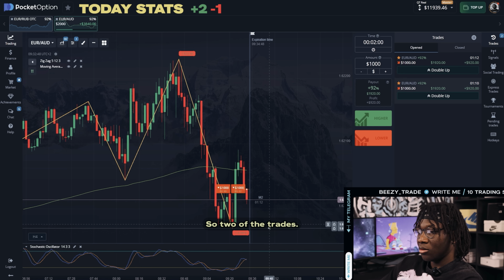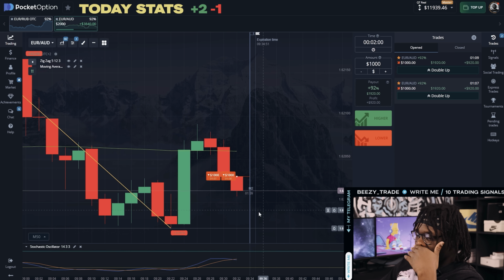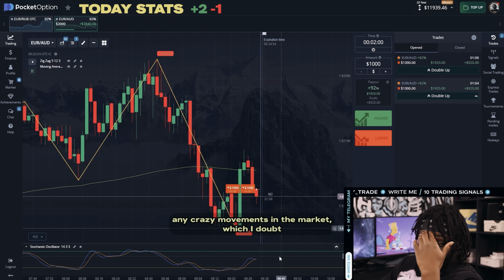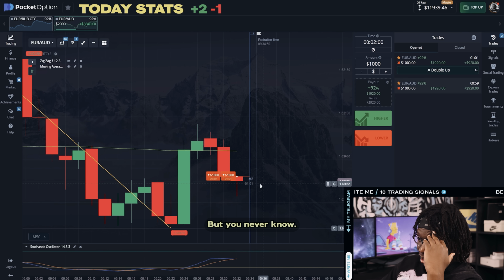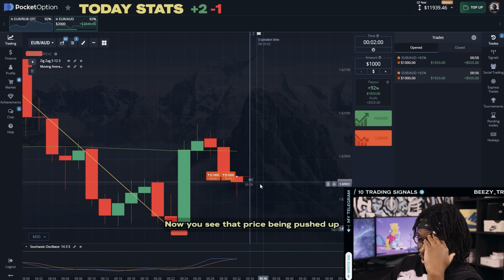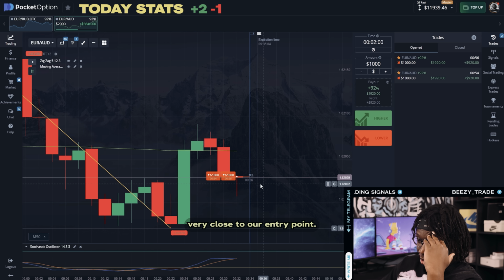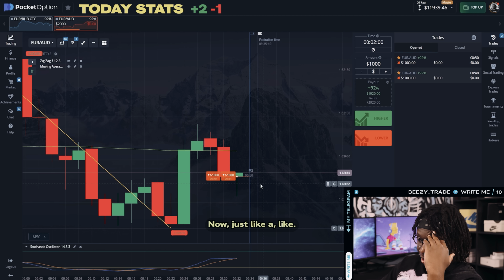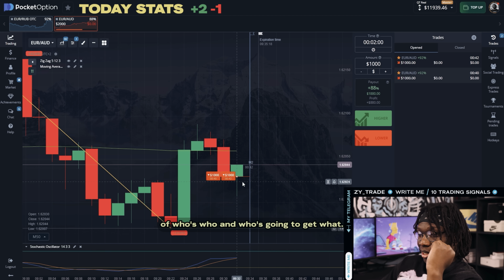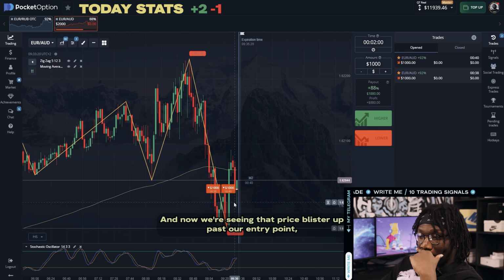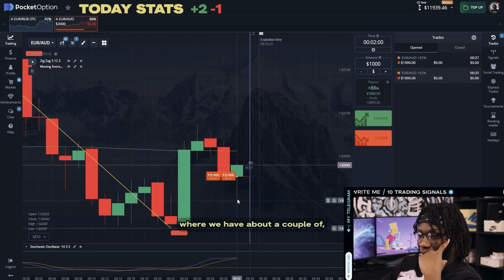So 2 other trades. We don't see any crazy movements in the market, which I doubt we'll see, at least. But you never know. Now we can see that price being pushed up, very close to our entry point. Now it's pushed past it. Now it's just like a tug of war at the moment of who's who and who's gonna get what. And now we're seeing that price blister up past our entry point when we have about a couple of seconds pretty much left.